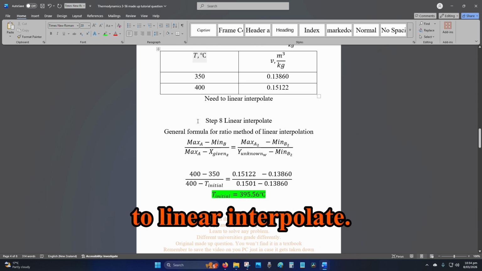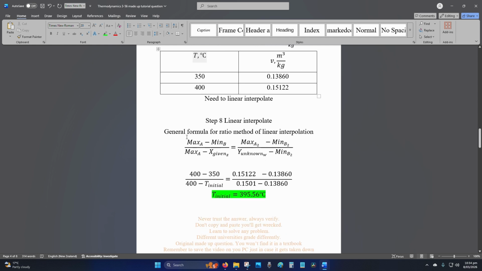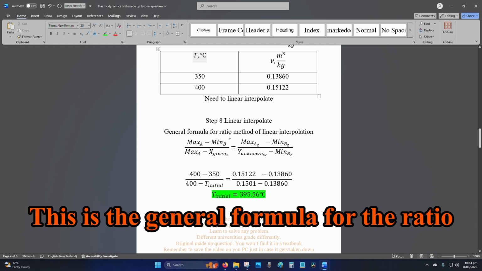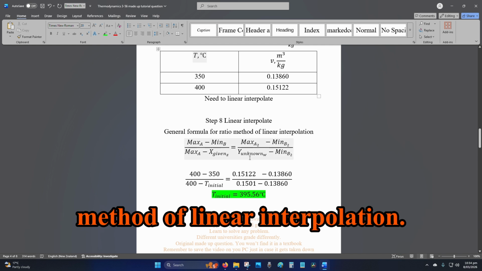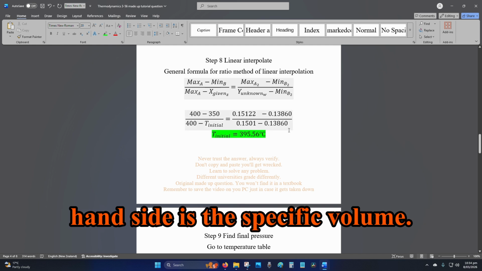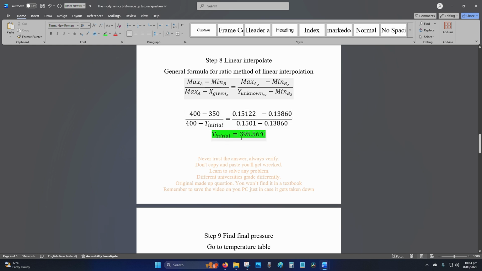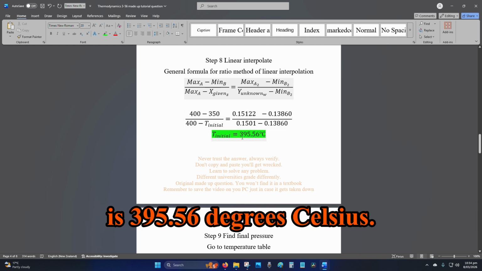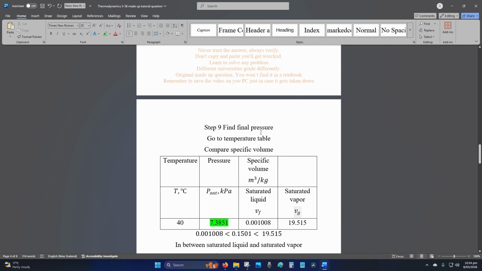Step 8, we're going to linear interpolate. This is the general formula for the ratio method of linear interpolation. The left hand side is the temperature, right hand side is the specific volume. So the initial temperature is 395.56 degrees Celsius. Step 9, find final pressure.